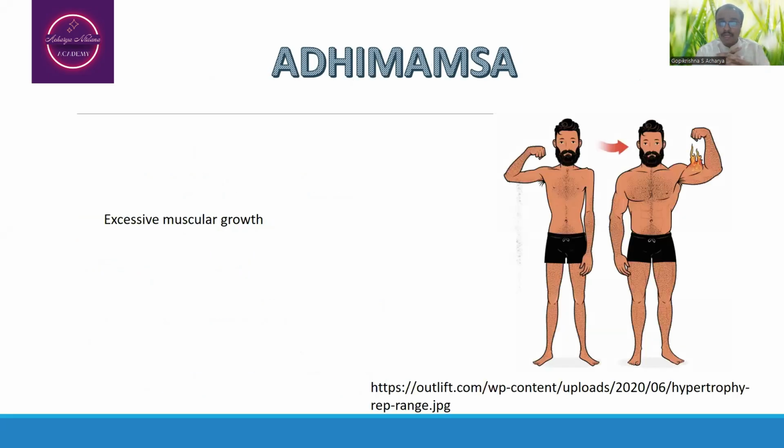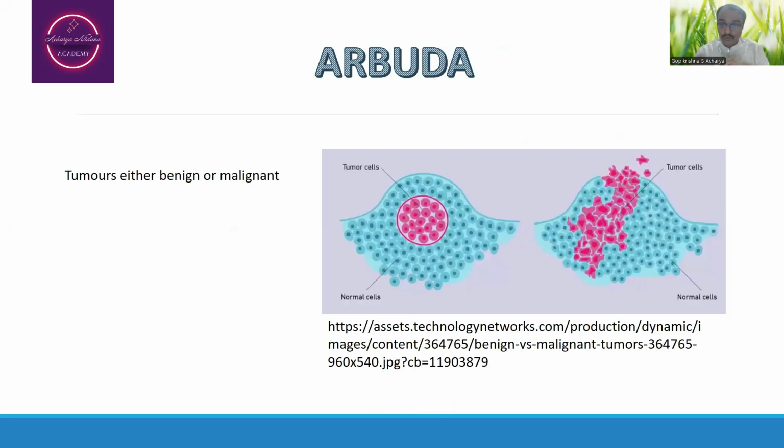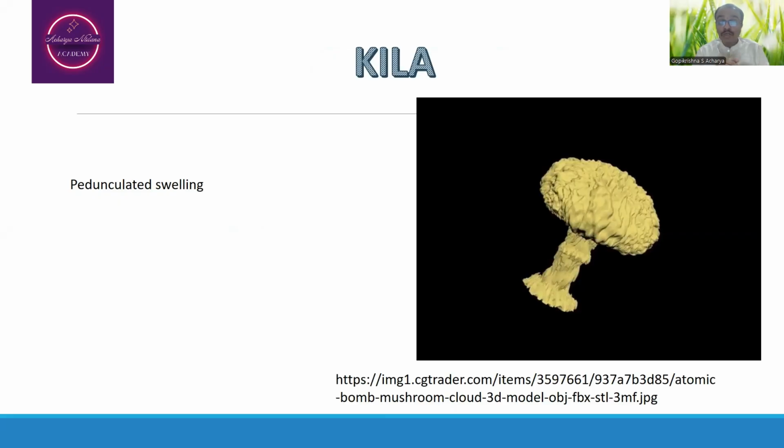This is an example of Adhimamsa. Extreme left, it is Mamsakshaya, that is indicative. If the person is doing regular exercises, for example, exercising about 20 minutes continuously, daily for 21 days or 30 days or more, then the person may have excessive muscular growth. Arbuda, there may be a possibility of either benign or malignant tumors. Kila, that is a pedunculated swelling.